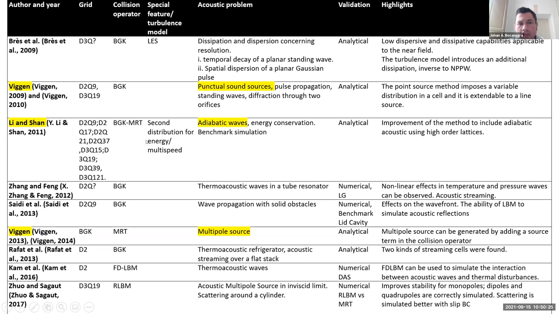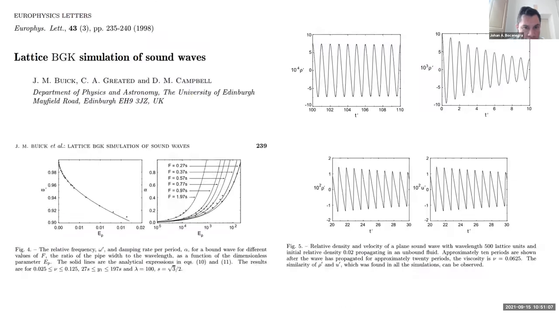Li and Chan develop a multi-speed approach to adiabatic waves, because we know that the simple BGK scheme is isothermal. Then some attempts to simulate adiabatic waves were made by different researchers, and Lian Chan will make this work. Beacon also makes an approximation to multipole sources. Some other works are related with thermoacoustic waves and are very interesting.